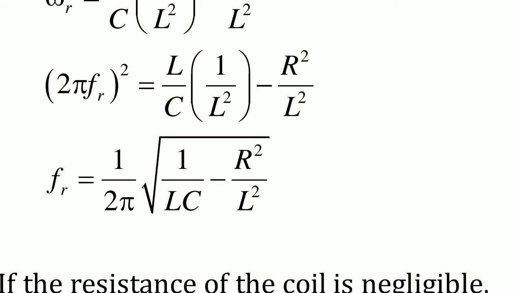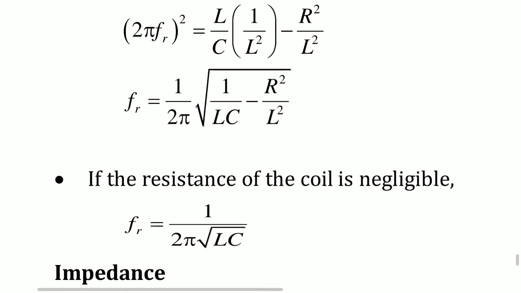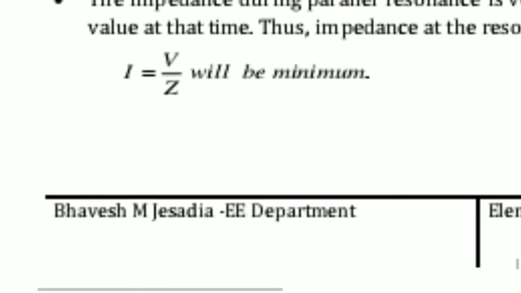By neglecting the resistance, since R square by L square is small compared with 1 by LC, we get FR equal to 1 by 2 pi under root of 1 by LC. So the resistance of the coil is negligible, and we get 1 by 2 pi root LC. In the parallel and series circuits, the frequency formulas are the same if the resistance of the coil is negligible.